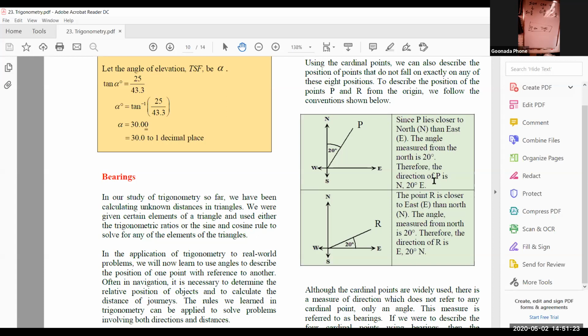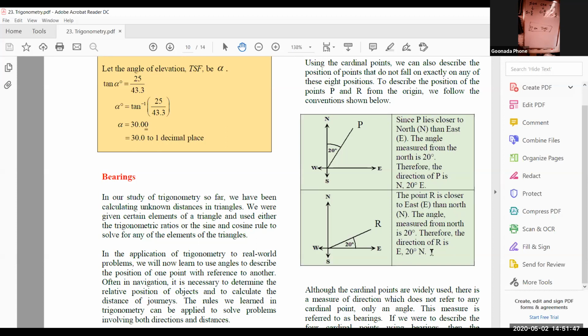That's how you write it in bearings, sorry, in this form. So let's look at R. The point R is closer to east than north. The angle measured from north is 20 degrees. Therefore, the direction of R is E 20 degrees north.